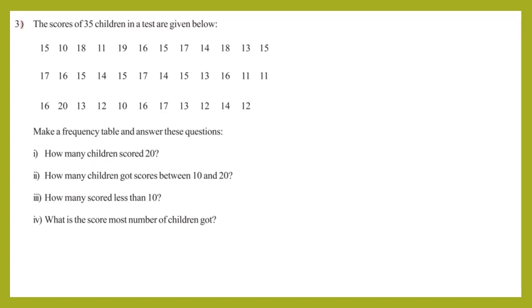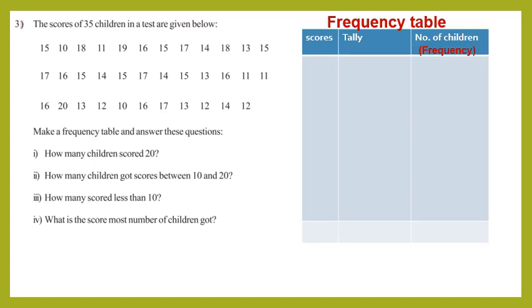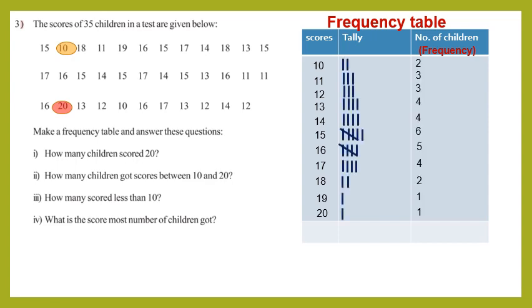Ready? First make the frequency table. Here the first column is for score, second column for tally marks, third column for the frequency. Then find the highest and lowest score. Here highest score is 20 and lowest score is 10. Then write the numbers from 10 to 20 in the first column. Then give tally marks and frequency like this. Hope you are able to do this. Then find the total. We know it is 35. Then answer the given questions.